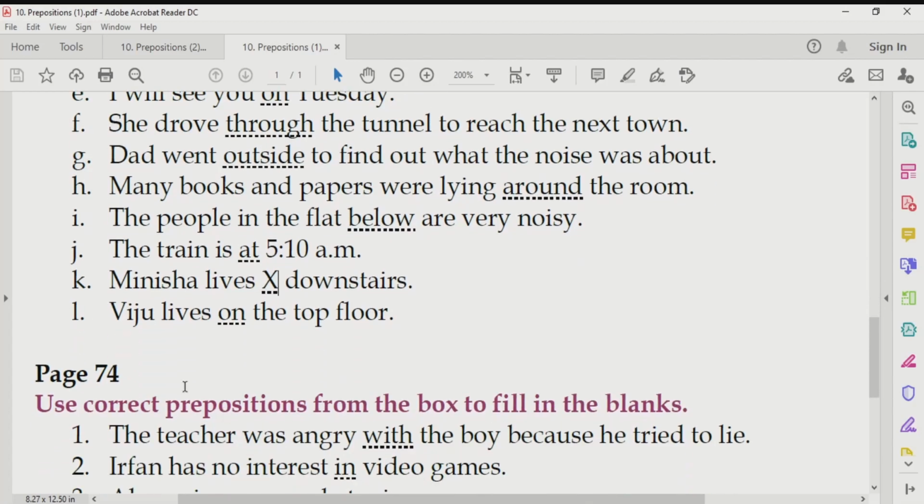Next one, Viju lives on the top floor. As I had given you the first example of this lesson that a book is on the table. That means it is on top of it. So Viju lives on the top floor. We can't say Viju lives under the top floor because that will become a completely wrong sentence.